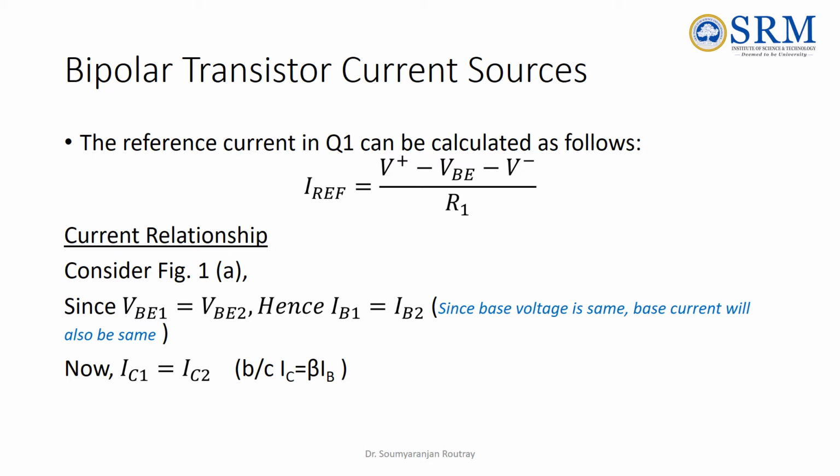Now also we can say IC1 is equal to IC2 because we know in the simple bipolar junction transistor case, IC is equal to beta into IB. That means IC is beta times of IB. IB is very small, beta is also a large value like 75, 85, 100, 200, 300. So IC1 we can say is equal to IC2. It is based on the relationship of IB1 equal to IB2, and it comes from VBE1 equal to VBE2.